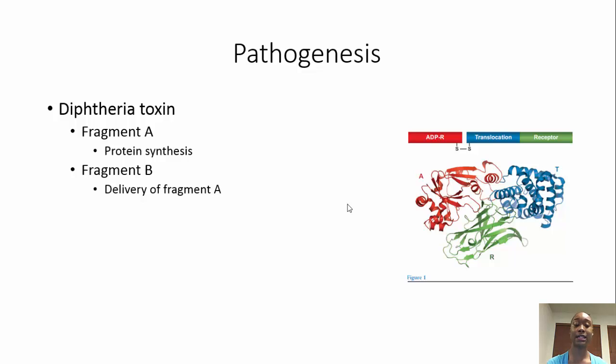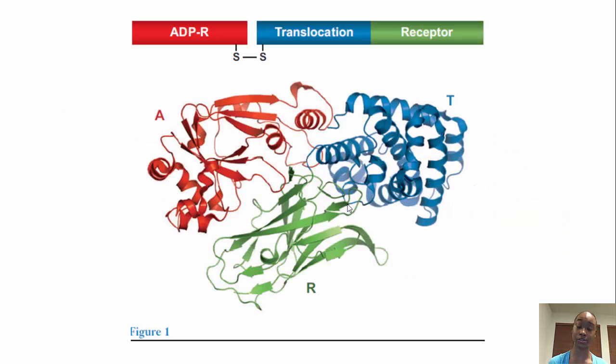So as for pathogenesis, diphtheria is an A-B toxin, which means it has two components. Fragment A inhibits protein synthesis in the host cell, and fragment B helps fragment A get into the cytosol of the host cells so that it can disrupt protein synthesis. So here's a bigger figure. Here's fragment A, and the blue part is fragment B.